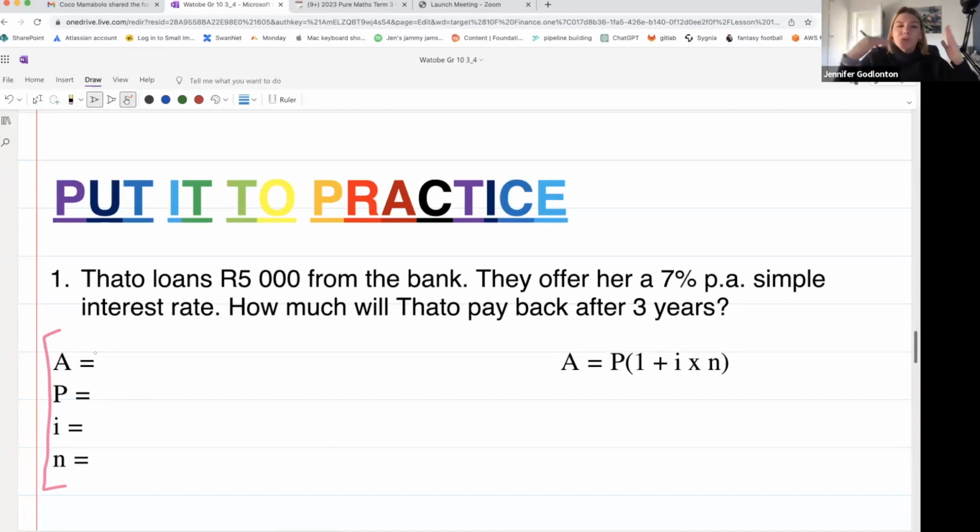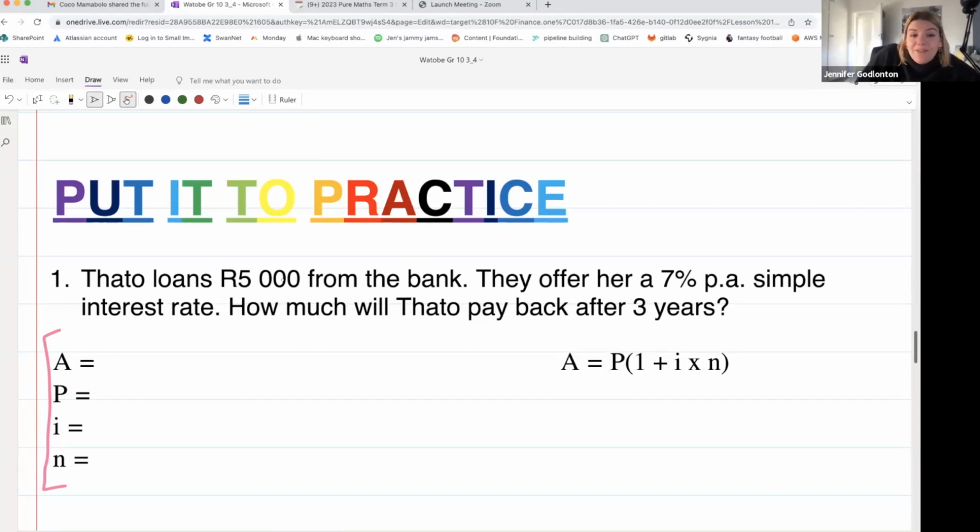In time, we also have to figure out which formula I'm going to use. So is it simple interest, is it compound interest? We have to figure all of that out. But we know that in today's lesson, it's all simple interest. So that's not a factor we need to stress about right now. Okay, so let's go through this question and figure it out step by step.